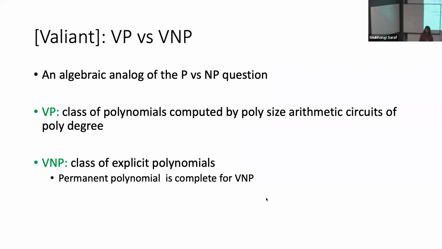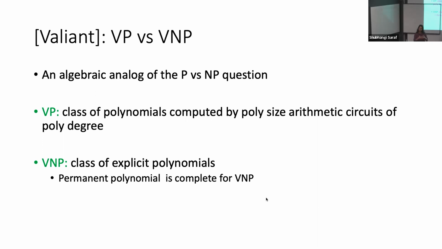Valiant, a long time ago, proposed the VP versus VNP question, which is an algebraic analog of the P versus NP question. He defined the classes VP and VNP, where VP is trying to be an algebraic analog of P. It's those polynomials that can be computed efficiently, so there are polynomial sized circuits computing the polynomials of polynomial degree. And VNP is trying to mimic NP or hard polynomials. This is the class of polynomials that can be computed explicitly. I'm not going to define VNP formally, but the permanent polynomial is known to be complete.